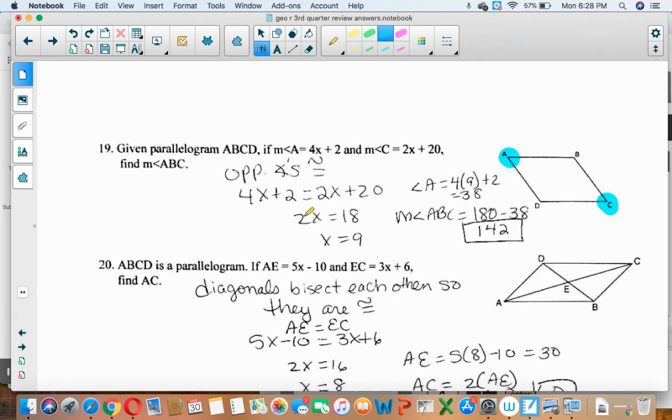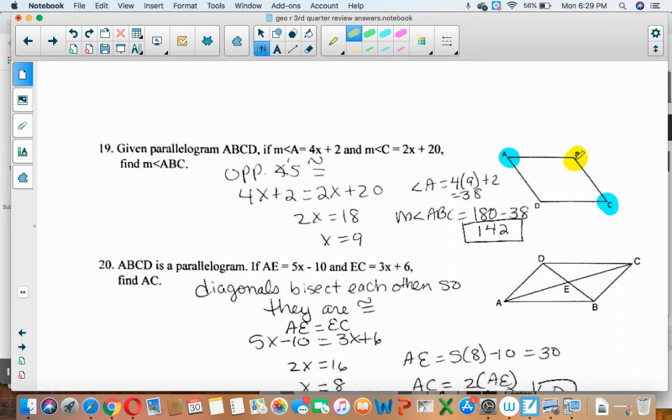So I subtract 2x and I get 2x. I subtracted 2 from 20 and I got 18. I then divide by 2 and I get x equals 9. Now, if I plug in 9 for angle A, 4 times 9 plus 2 is 38. I actually want, though, angle ABC. Angle ABC is right here.